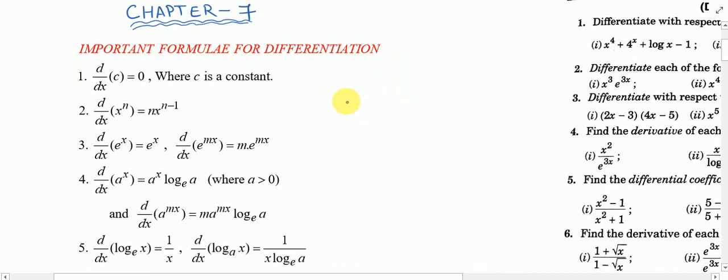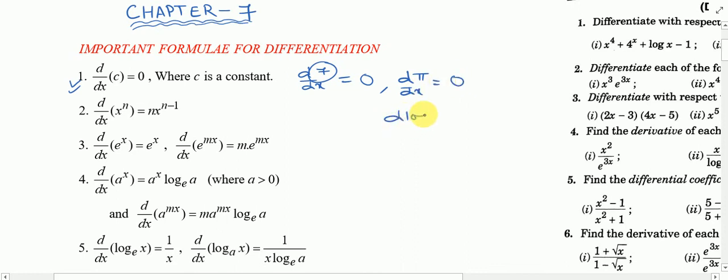So we have few formula and we have seen this formula earlier also. Just to recall, we will just see this formula. Like here you can see the first one. It says that if you differentiate a constant, then you will always get 0. For example, if I write differentiation of 7 with respect to x, 7 is a constant, so you will get 0. If I differentiate pi with respect to x, I will get 0.